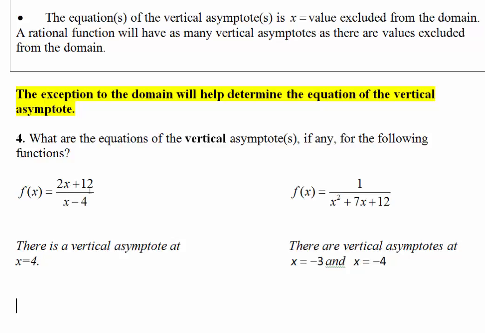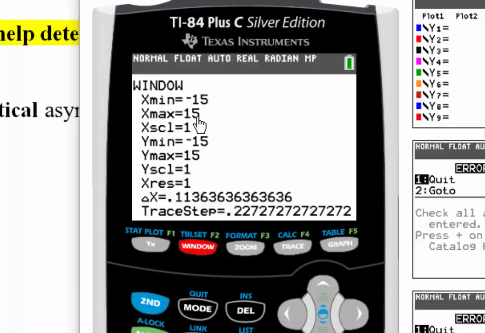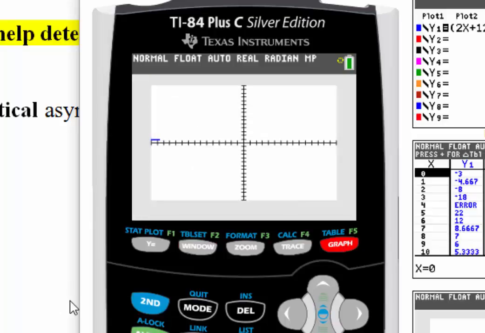If we were to graph (2x + 12) divided by (x - 4), and I changed my window to make it a little bit bigger, negative 15 to 15 for the x and negative 15 to 15 for the y min and y max, when I graph, you'll notice there would be an imaginary dotted line. Again, some of your calculators will draw a solid line here, but at x equals 4, you'll notice there's an imaginary line that my graph will never touch, and that's the equation of the vertical asymptote.